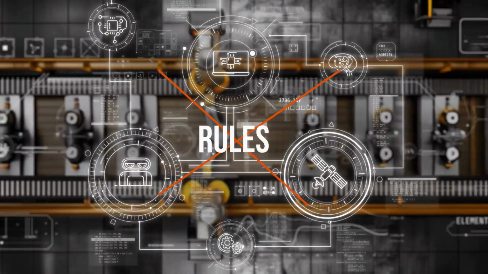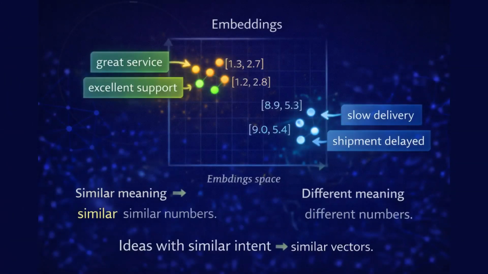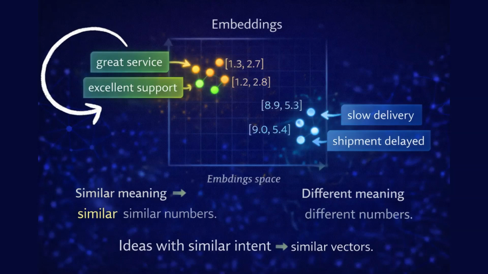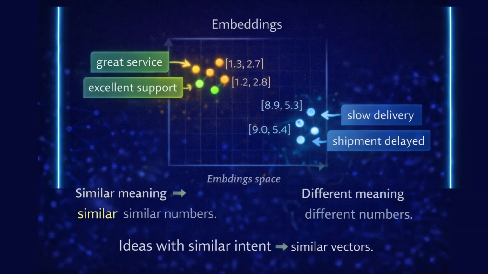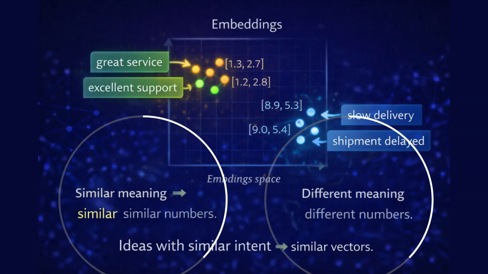Not keywords, not hard coded rules. Meaning. Think of it like assigning coordinates to ideas. Ideas that mean similar things end up placed close together. Ideas that mean different things end up far apart. So, when two pieces of text have similar intent, even if the words are different, their embeddings will look similar mathematically. And that's why AI systems can compare meaning, not just words. Similar meaning, similar numbers. Different meaning, different numbers.